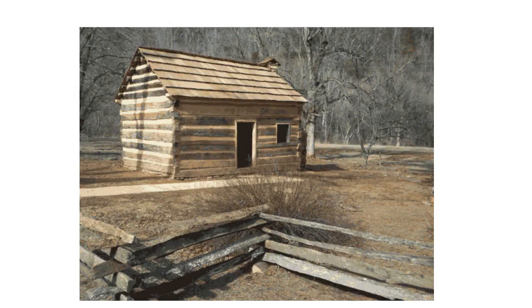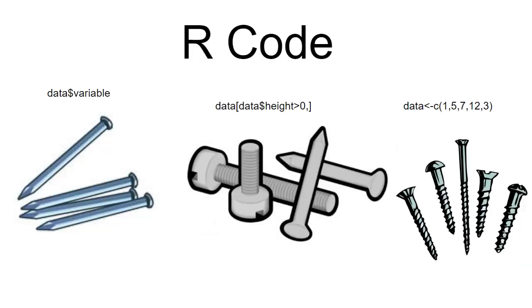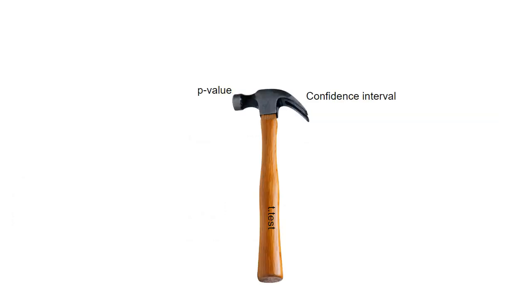And so you can build some pretty basic, simple types of houses, and that's probably where you got to in the intro course, and you should be proud of that. But here in methods, we're going to go a little further. Thanks to R code, we can connect things in stronger, different ways. And one of the tools is the t-test, which has a p-value and a confidence interval. Those are two different sides of the same tool and very versatile.